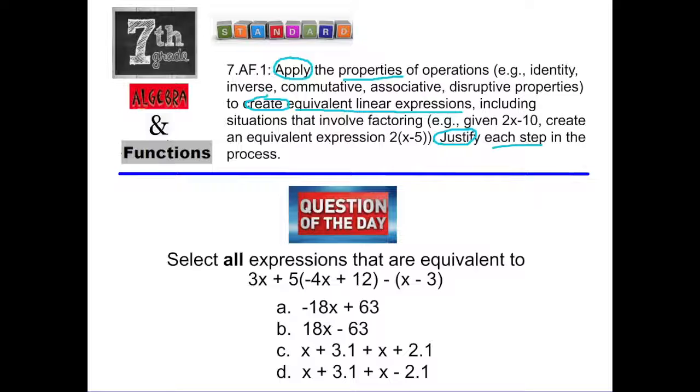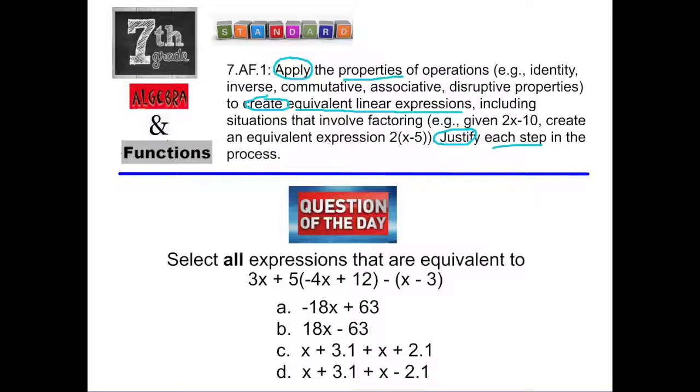Today's standard is algebra and functions. Apply the properties of operations, including identity, inverse, commutative, associative, distributive properties, to create equivalent linear expressions, including situations that involve factoring. For example, given 2x minus 10, create an equivalent expression, such as 2 times (x minus 5), and then justify each step in the process.